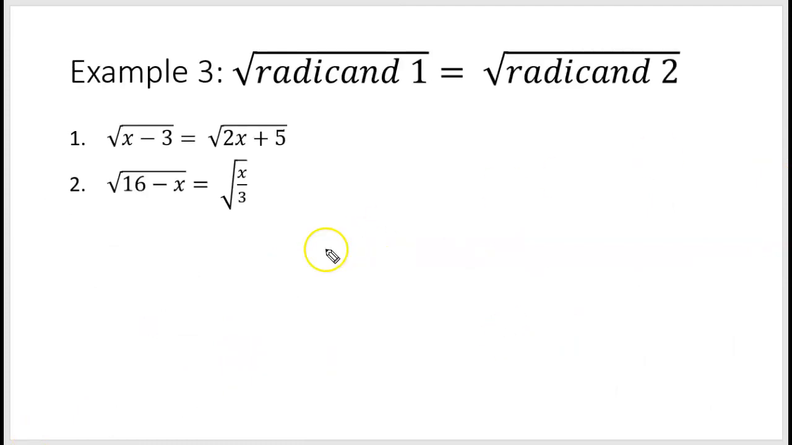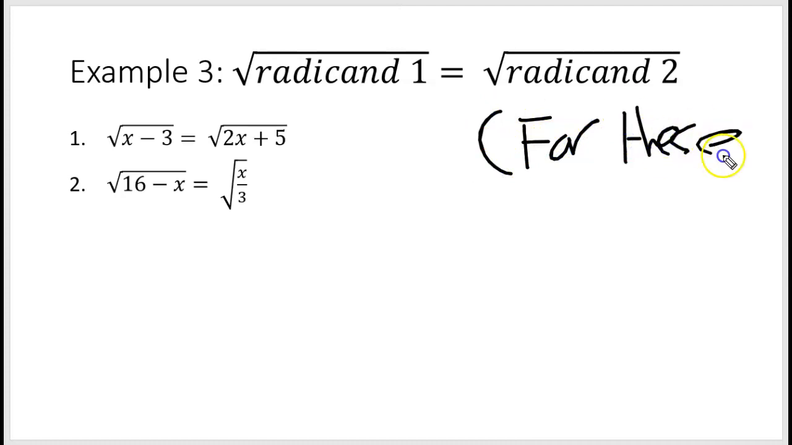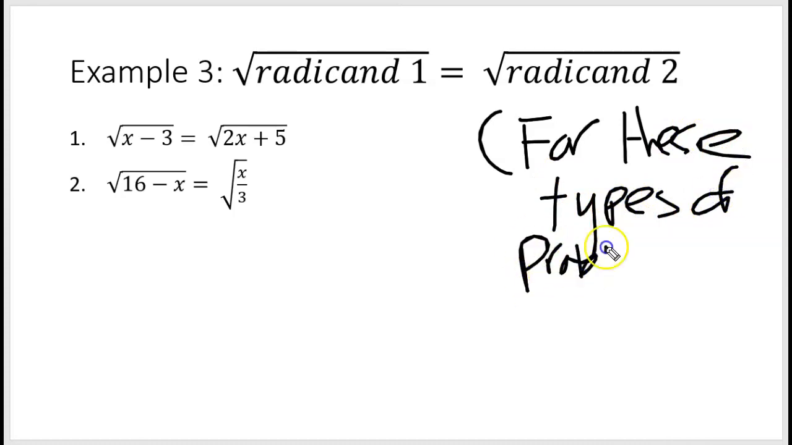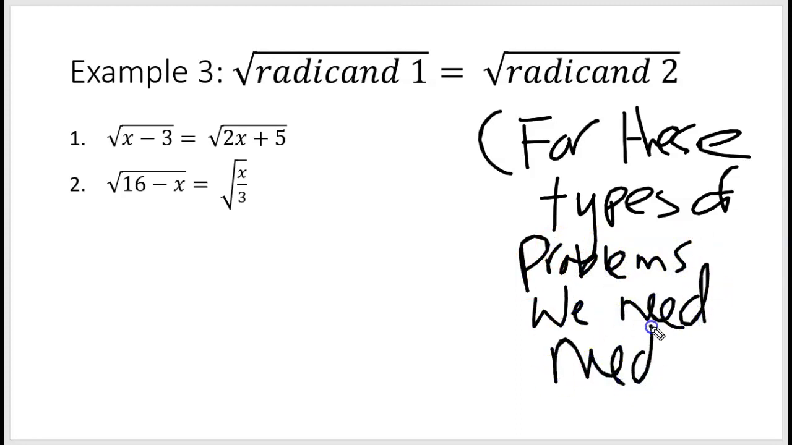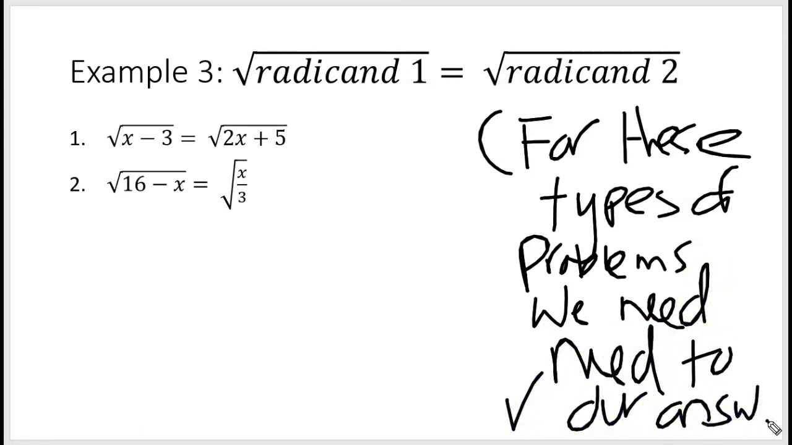Okay, now let's go ahead and take a look at a third type of problem. This is one where you have square roots on both sides of the equation. Now, when this happens, for these types of problems, we need to check our answers. Whenever you are solving these, after you get your answer, you have to make sure that your answer is actually allowed. Okay, so what do I mean by that?